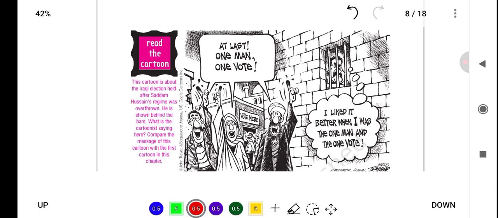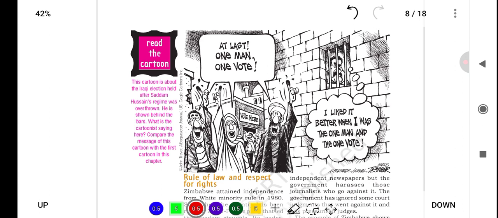Here another cartoon has been given. It is, I think, about the scenario of Iraq, Saddam Hussein's regime. Okay, the cartoon discusses the Iraqi election and the rule of law in Zimbabwe, where President Robert Mugabe uses unfair practices in elections and has limited the right to criticize the president. The cartoon highlights the importance of democratic processes, respecting citizens' basic rights, and ensuring fairness in the eyes of law.